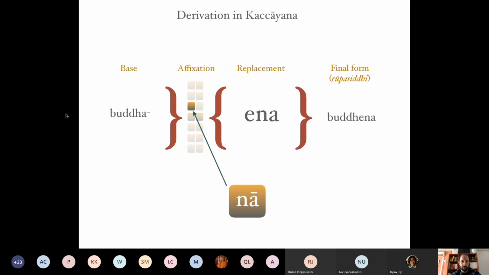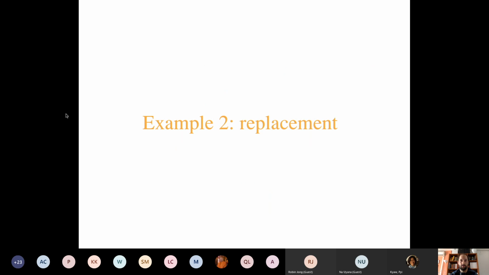So here, as I said, what happens is the following. You start with the base, then you have to take the vibhatti, the affix, and then there is a rule for replacement, and then you reach the final form. Second example.